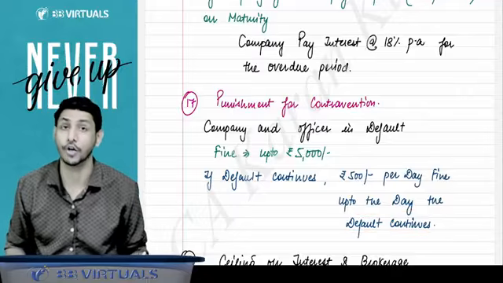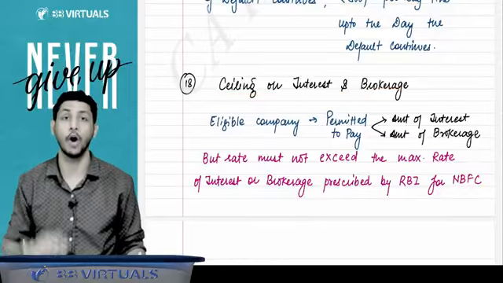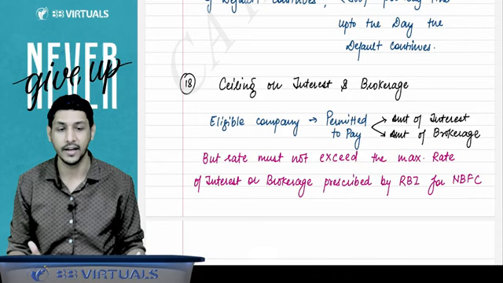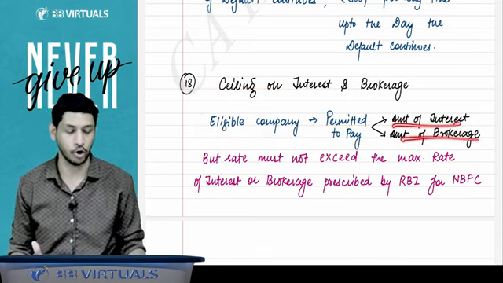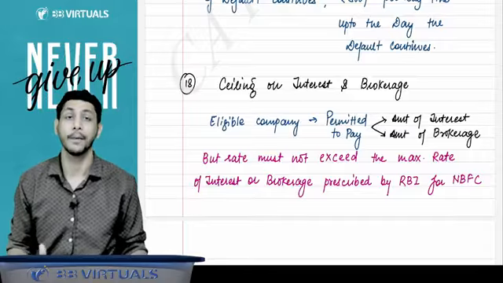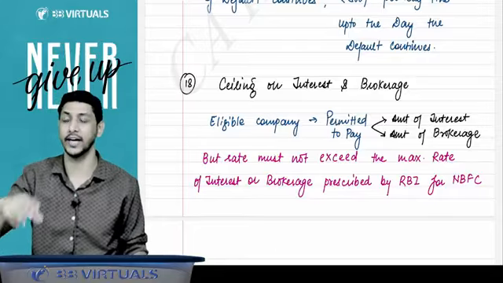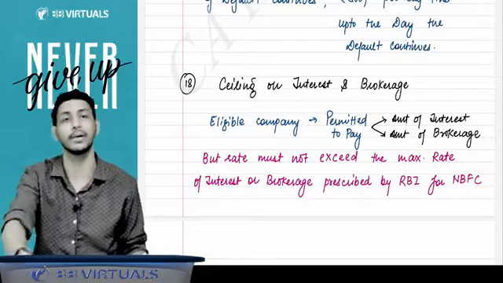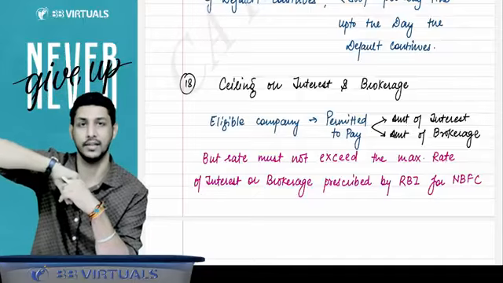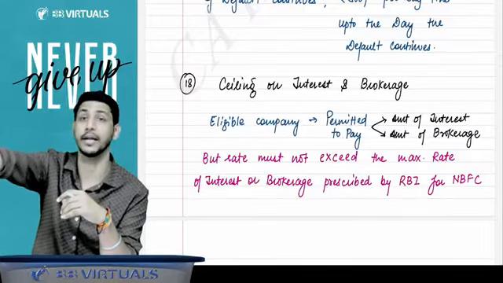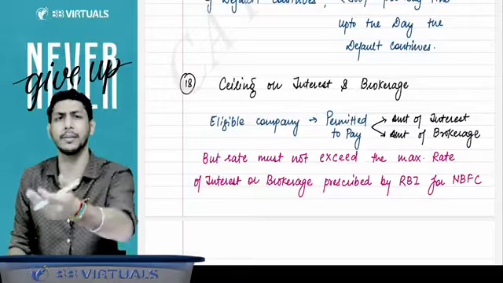And what is the ceiling on interest and brokerage? How much maximum interest can a company pay? The eligible companies are permitted to pay the amount of interest or brokerage. Why brokerage? Because no one is aware that the company is accepting deposits. So the company authorizes some people as brokers, and those authorized brokers will bring people to the company who are ready to give deposits. For that, the company pays the brokerage.